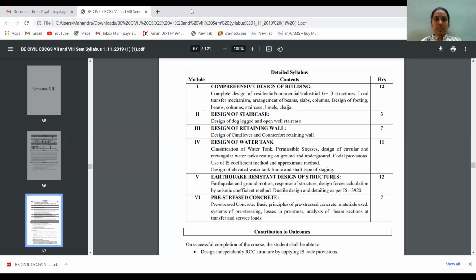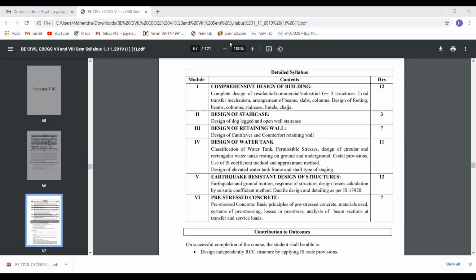The second will include your design of the staircase. In this, we are going to design the dogleg staircase and the open well staircase. The third module will be your design of retaining wall. In that, you are having 2 types of retaining wall. The first one is your cantilever retaining wall and the second one is your counterfort retaining wall. So we are going to design both the cantilever and the counterfort retaining wall.